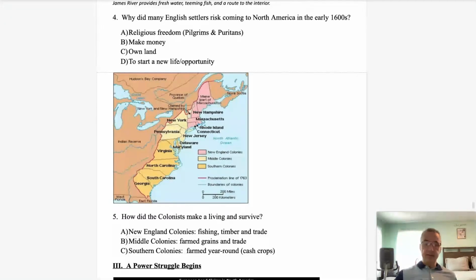In the New England colonies, fishing, timber, and trade were the primary means of profit. The middle colonies had farming, grains, and trade. And then the southern colonies were fortunate enough to farm basically year round, and they sold a lot of the cash crops: your tobacco, your indigo, and cotton.